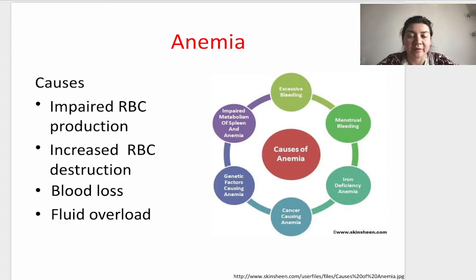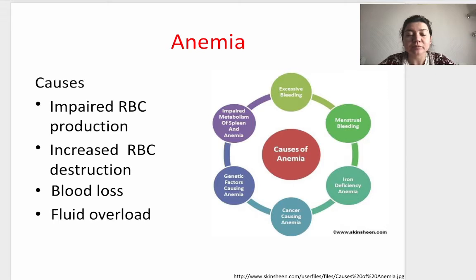Causes of anemia. These are the main ways that lead to anemia. First, it is impaired red blood cell production, or hypoplastic anemia. The next way is increased red blood cell destruction. Here we include hemolytic anemias. It can be anemia due to blood loss, or hemorrhagic anemia, and fluid overload.